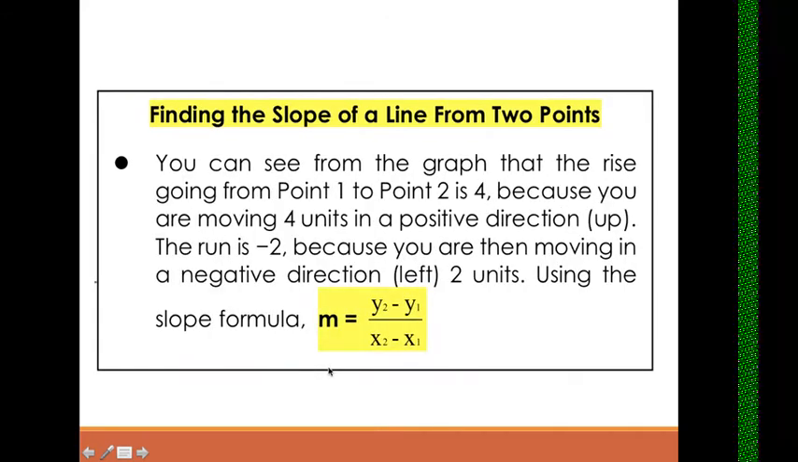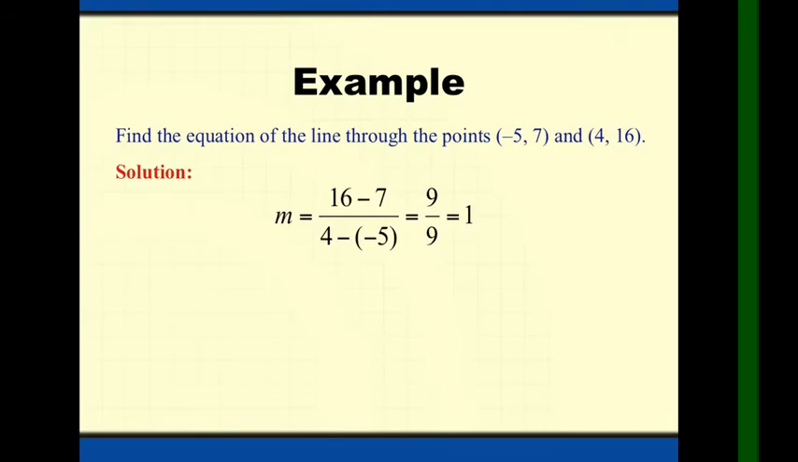Now, finding the slope of a line from the 2 points, you can see from the graph that the rise going from point 1 to point 2 is 4, because you are moving 4 units in a positive direction up. Then the run is negative 2, because you are moving in the negative direction, left 2 units, using the slope formula m equals y sub 2 minus y sub 1 over x sub 2 minus x sub 1.